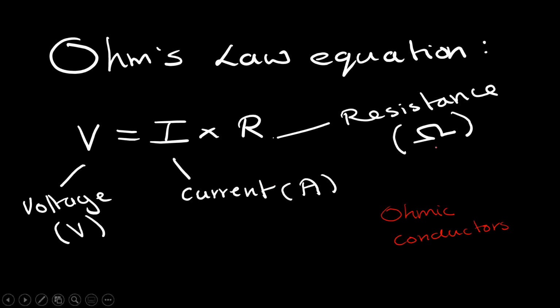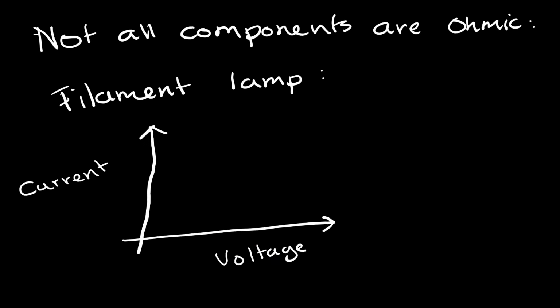Components that are ohmic are usually resistors. Standard resistors are usually ohmic, but lots of things aren't. This is what's going to catch people out. A lot of things aren't. So a filament lamp is basically the same as a light bulb. It's one with a metal filament in it, which is why it's called a filament lamp. Think of an old-fashioned light bulb.